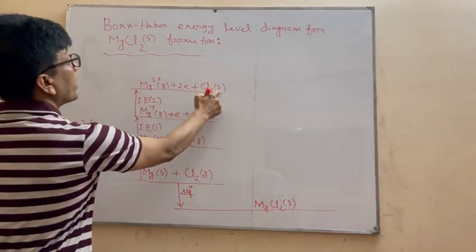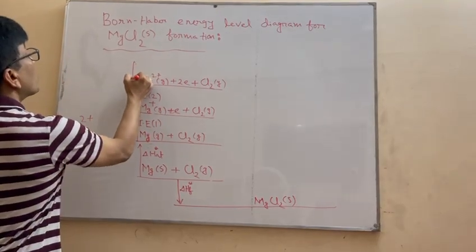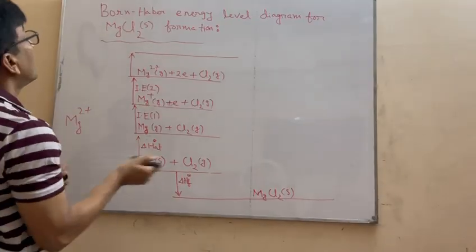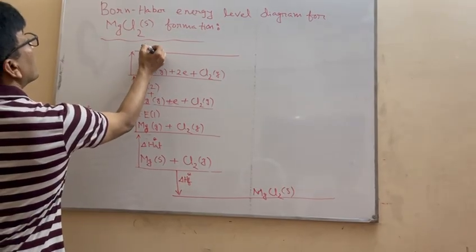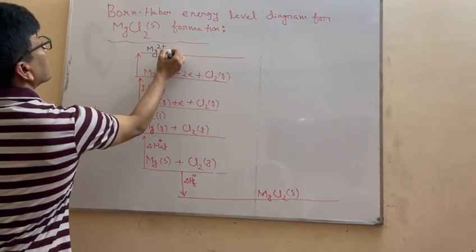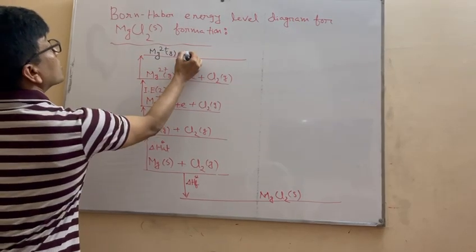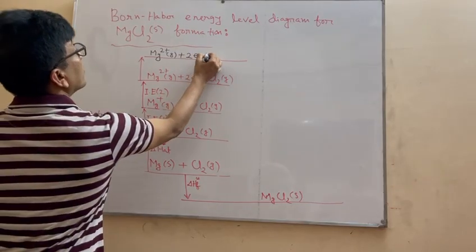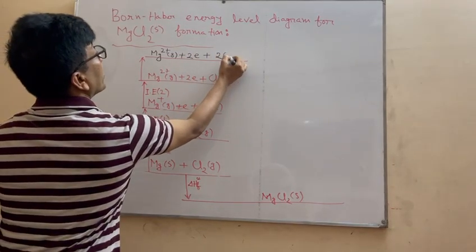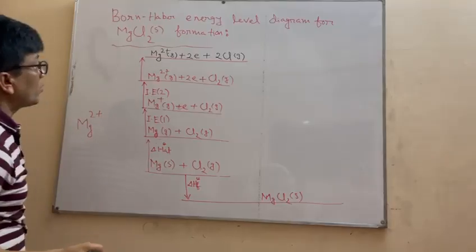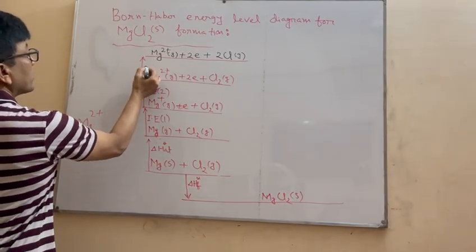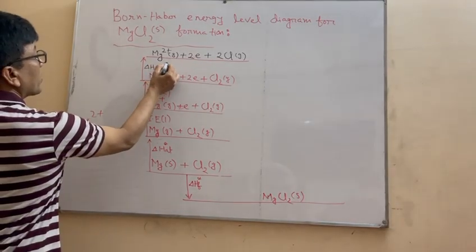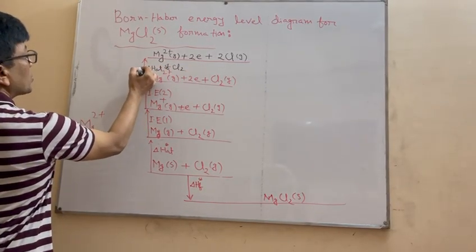Then you have chlorine Cl2 gas, you have to do now atomization of chlorine, magnesium 2 plus gas plus 2 electrons, 2 chlorine gaseous atoms. So from this to this will be enthalpy change of atomization of chlorine times 2.